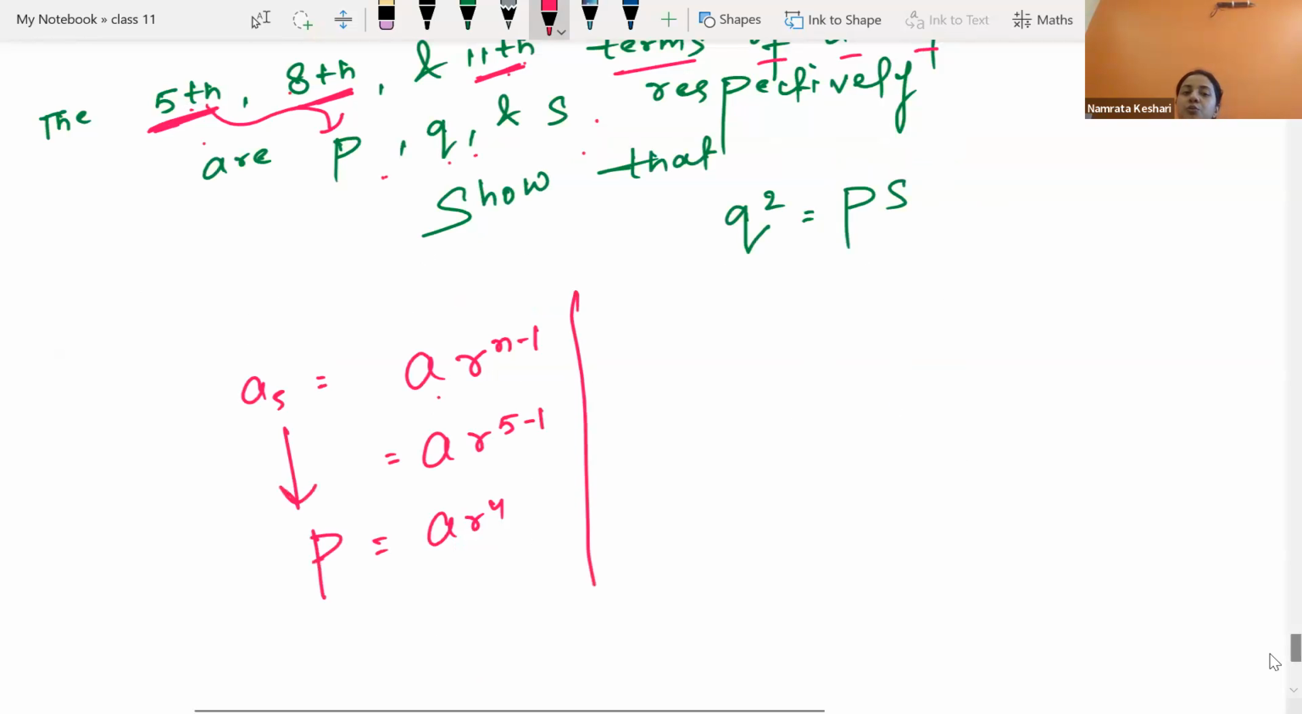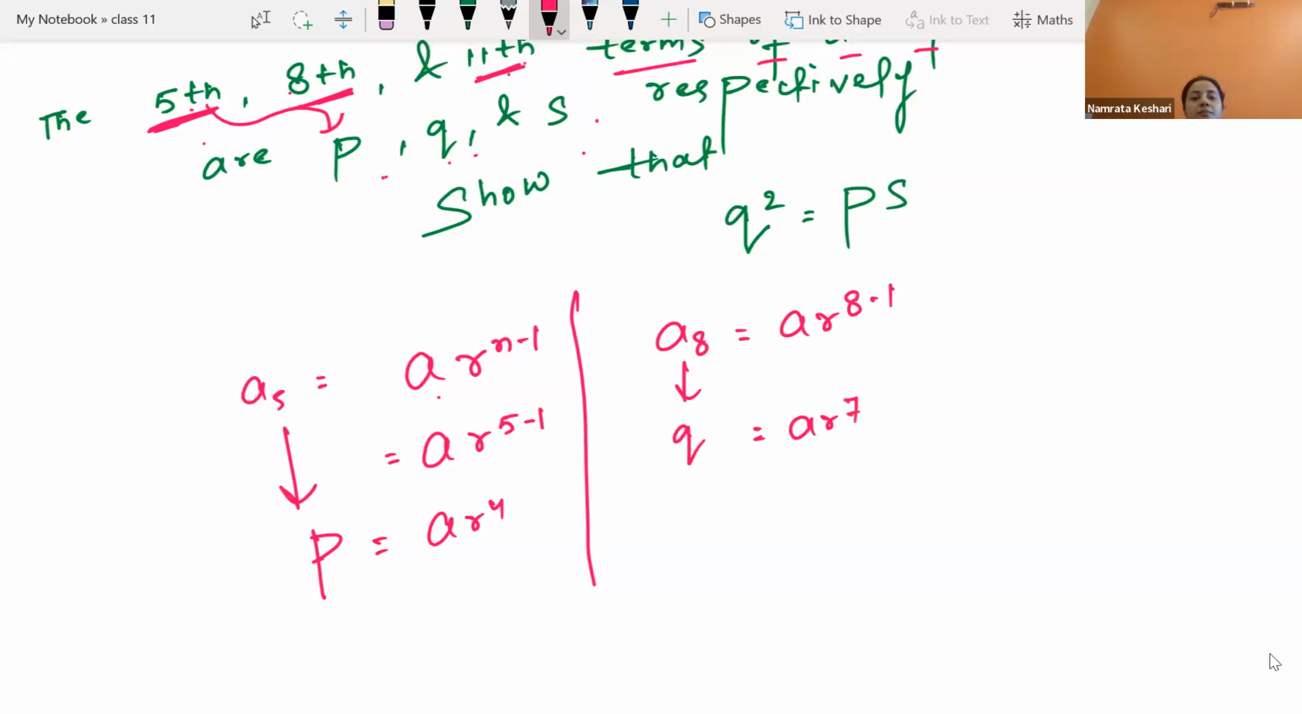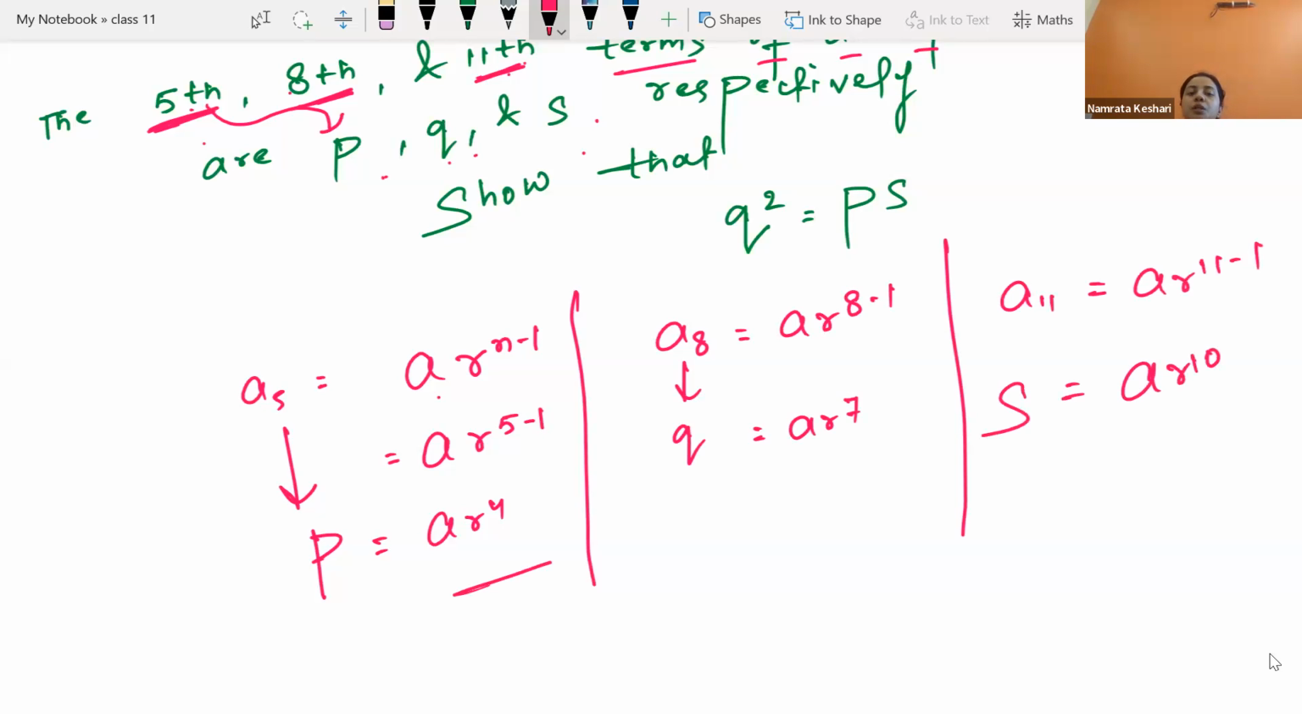Similarly, the eighth term is q. So a8, that is q. The formula will be a r to the power n minus 1. That means a r to the power 7. Getting it? Yes, ma'am. And the 11th term is s. That means a11, that is a r to the power n minus 1, so a r to the power 10. That is s. So far, any confusion, Nabeela? No, ma'am.